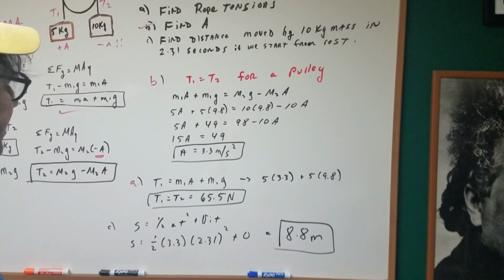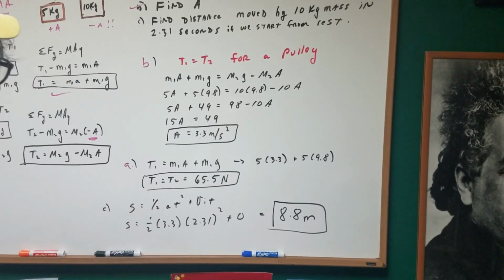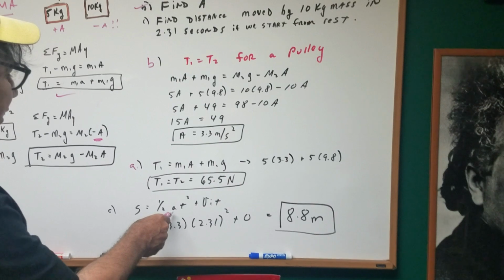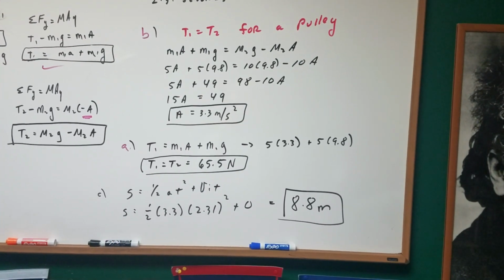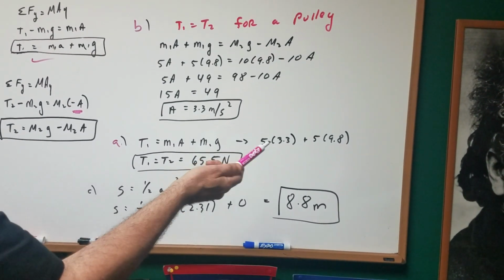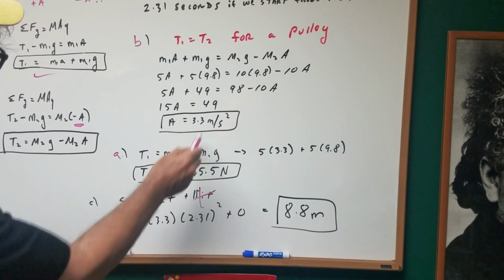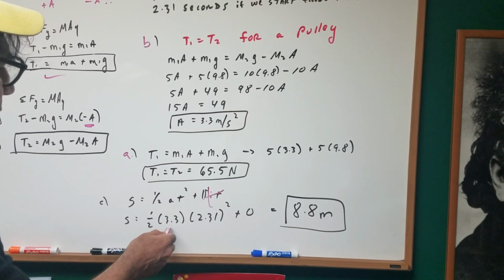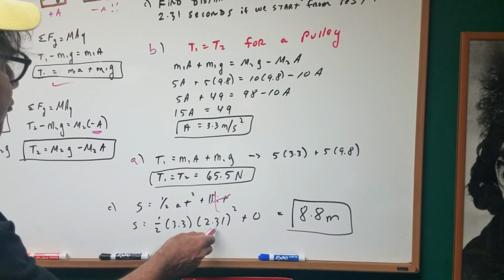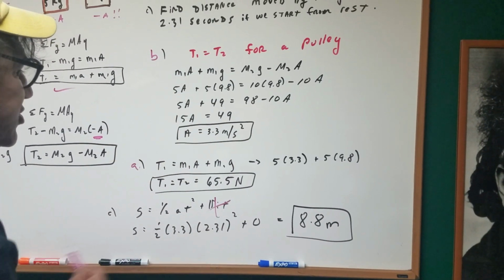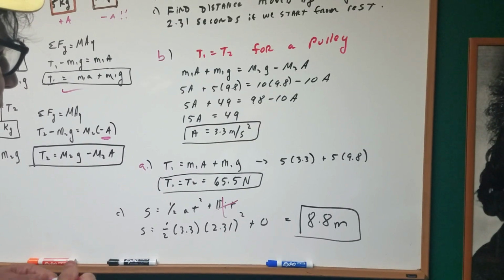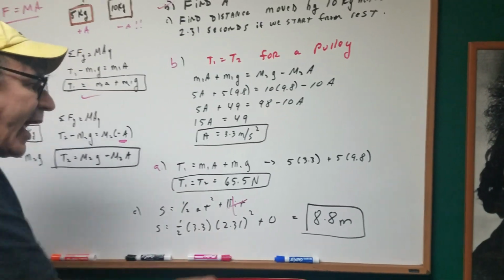To find the distance moved, I'm going to use the distance formula. S is 1/2 AT squared plus ViT. Well, the ViT is 0, it started from rest, so that goes out. So it's 1/2 the acceleration, which we found was 3.3. The time was 2.31 seconds in the question. We square it, and we get 8.8 meters. And there you have it.